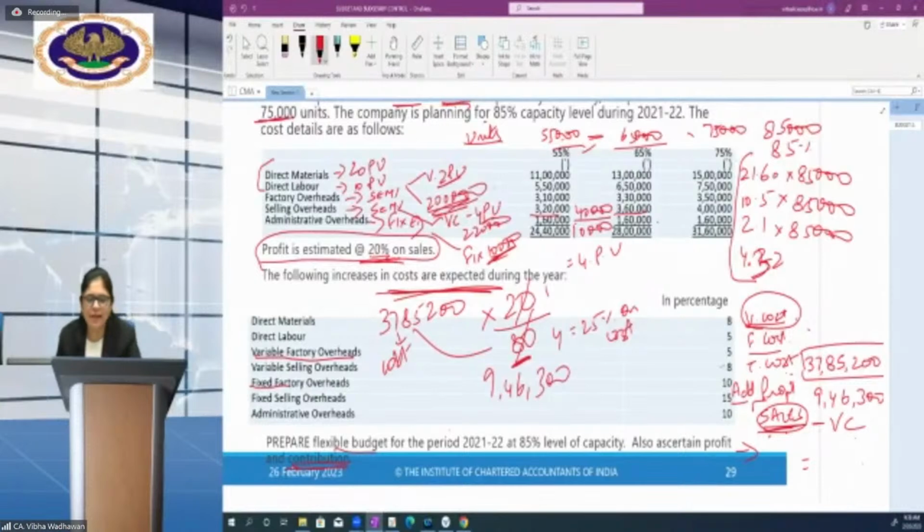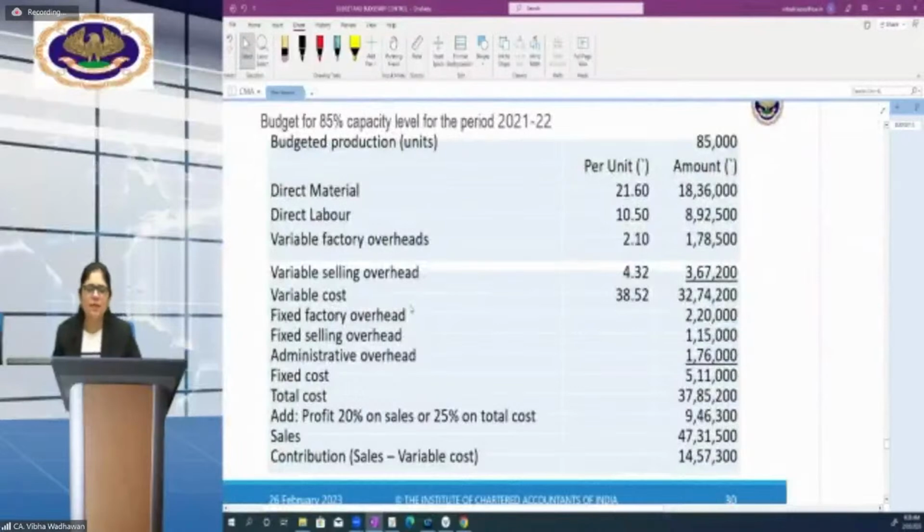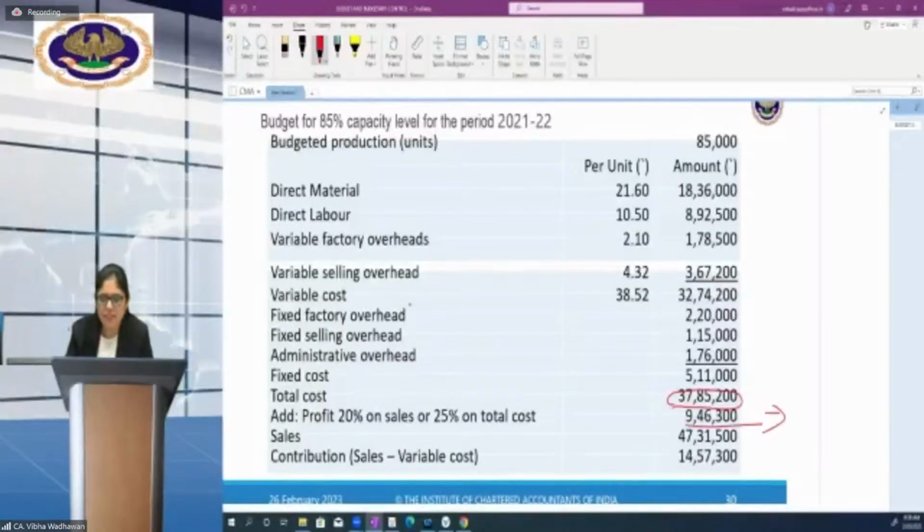So 9,46,300. So cost into 20 by 80, because cost is 20% less than the sales in this question. So 9,46,300 should be the profit. Let me show. Okay, the solution is also here. Just take a note of the solution. See, this is the cost we have. This is the profit we calculated. And cost plus profit, you get the sales.